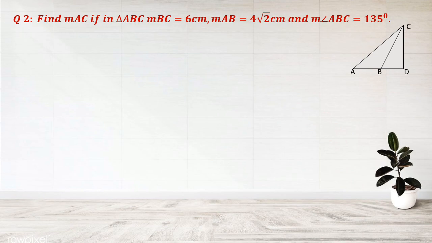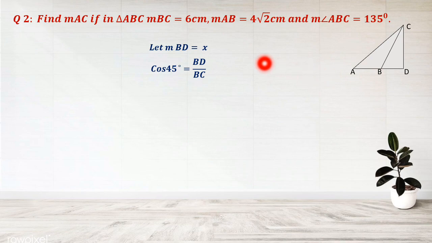Okay, here is question number 2. In question number 2, students, we have to find the measure of AC if in triangle ABC, BC is 6 centimeters, AB is 4 square root 2 centimeters, and angle ABC is 135 degrees. So this angle is obtuse, and this triangle is known as an obtuse angle triangle. Side BC is 6 centimeters, AB side is 4 square root 2 centimeters, and this AC side is unknown, and we have to find this side. Okay students, let's take this side, which is BD, as X.